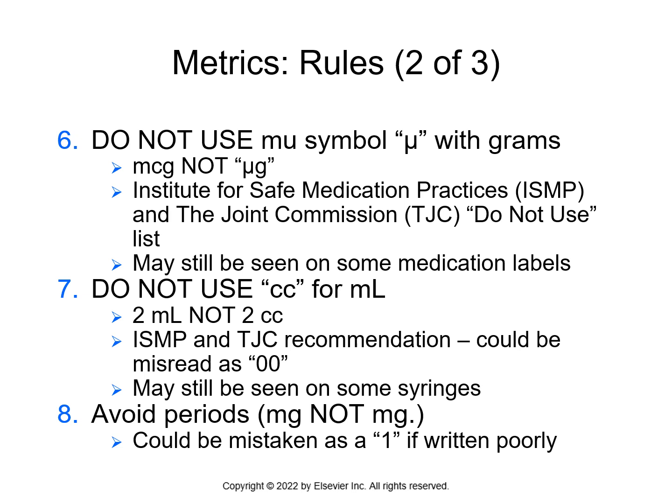And number 8 is avoid periods. These are, again, those rules of the metric system. I don't know that a period would be mistaken for a 1 unless you really wrote it terribly, but we don't use a period with our abbreviation. For example, we would not write 1 mg period, okay? We would just write 1 mg.